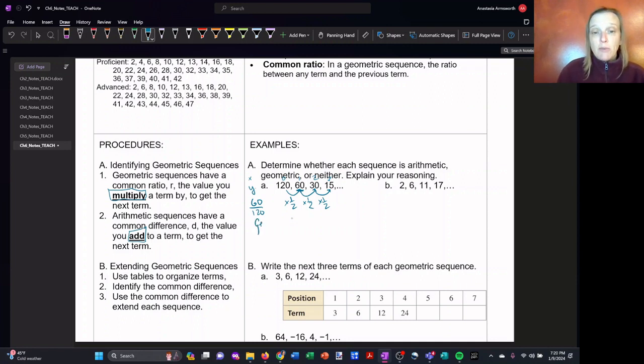This is a geometric function, or a geometric sequence, I should say. And the reason we know that it's a geometric sequence is that we're multiplying by 1/2 consistently every single time.